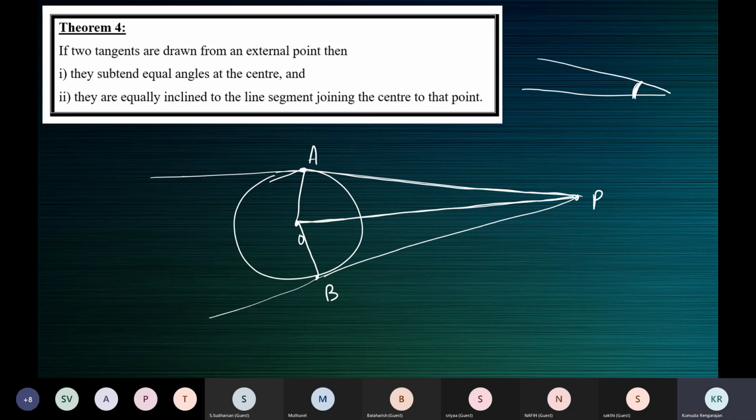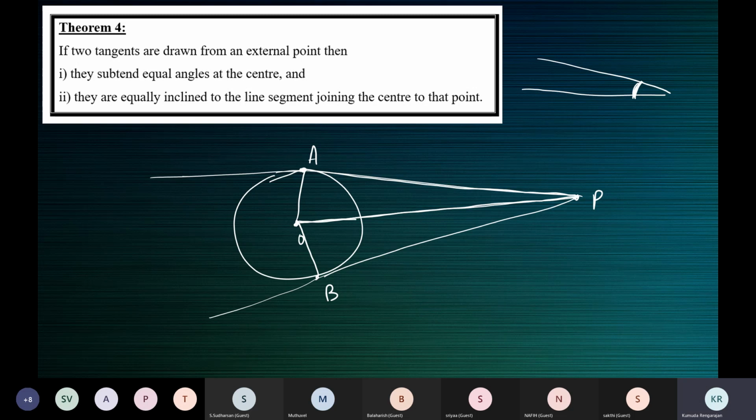This one is the line or the line segment. You can say line segment, yet the meaning is line segment here because there are two endpoints, O and P. It's a line segment. But sometimes if the word line is used, don't get confused. OP is the line segment joining the center and the external point P.